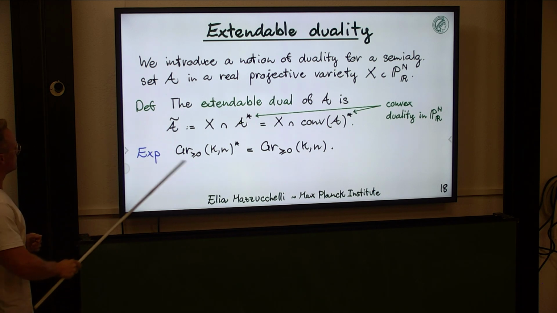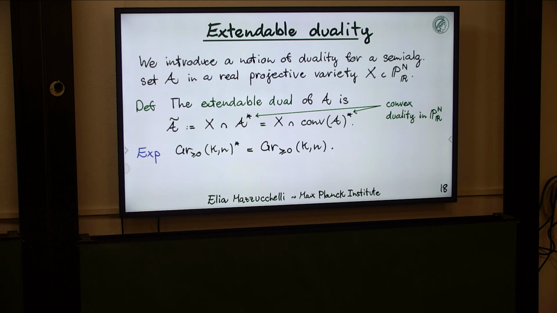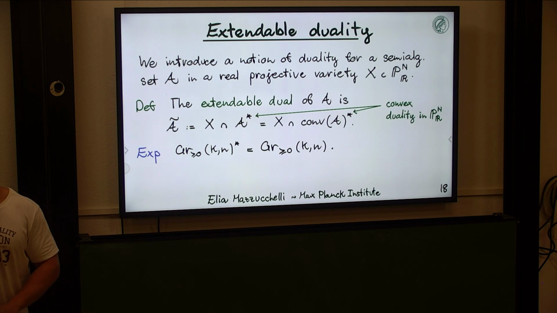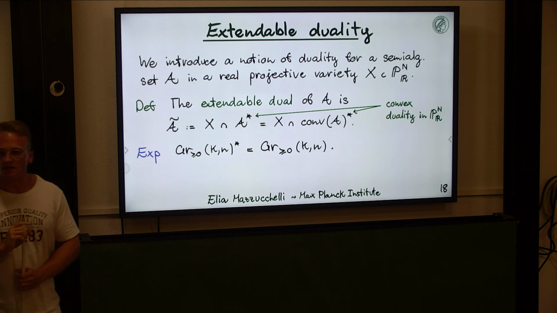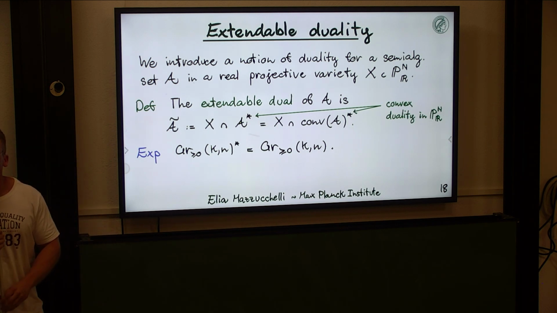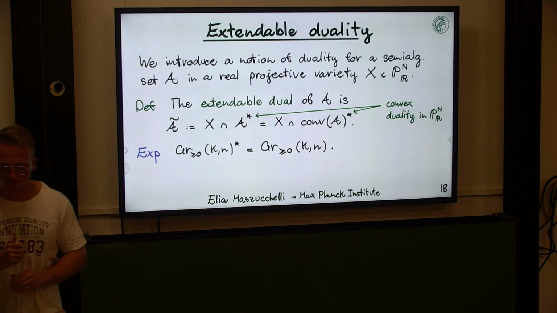Right. So according to this notion of duality, the non-negative Grassmannian is self-dual, because the non-negative Grassmannian is by definition the intersection of the Grassmannian with the simplex, and the dual of the standard simplex is again the standard simplex. How does the boundary poset map? I mean, is it the same? Yeah, I don't know actually the level of the poset. I think of that.